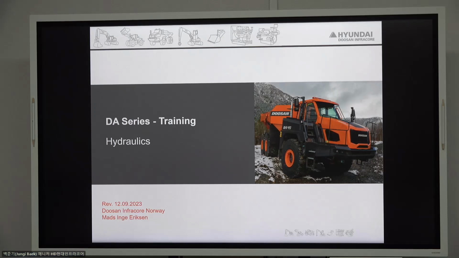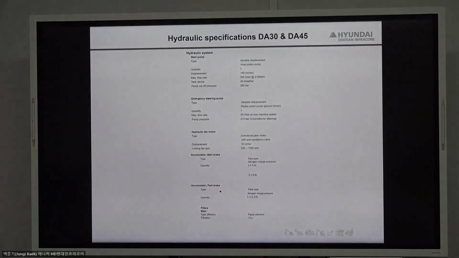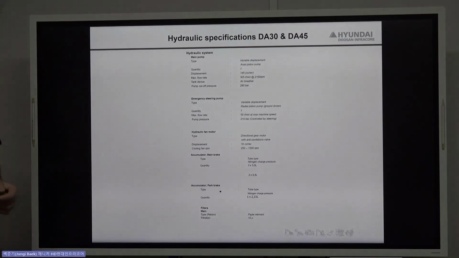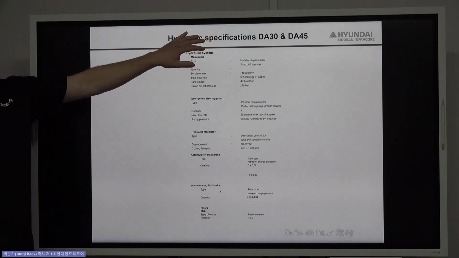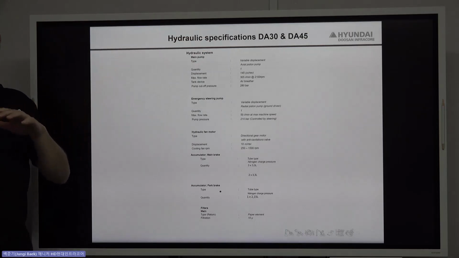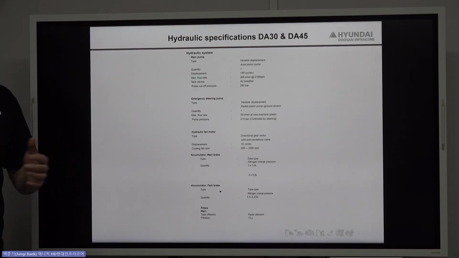So we're going to go into the hydraulic system and different functions, a little bit how they work. So we get a bit into the basics of our hydraulics. You see I have the same specification for both DA30 and DA45. That's because the hydraulic system on them is more or less identical. It's basically just the length of the hoses that's different.